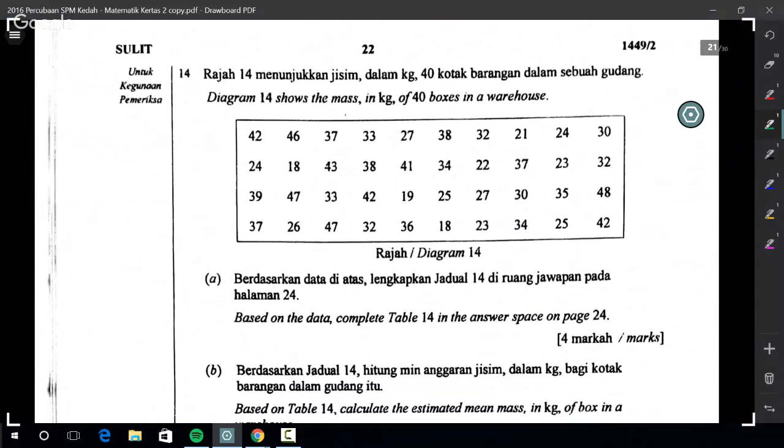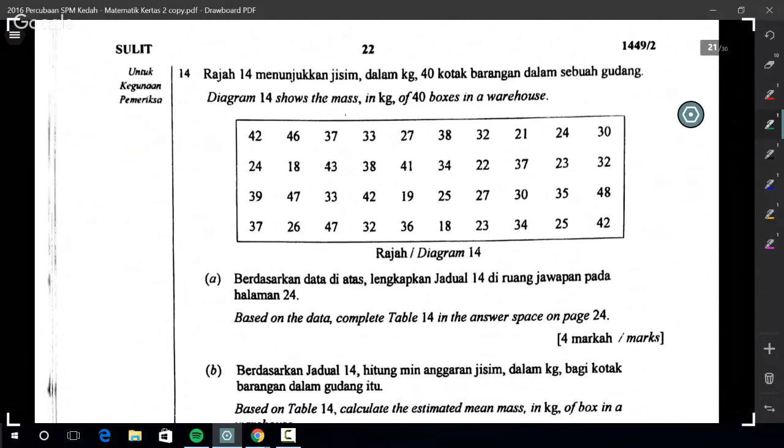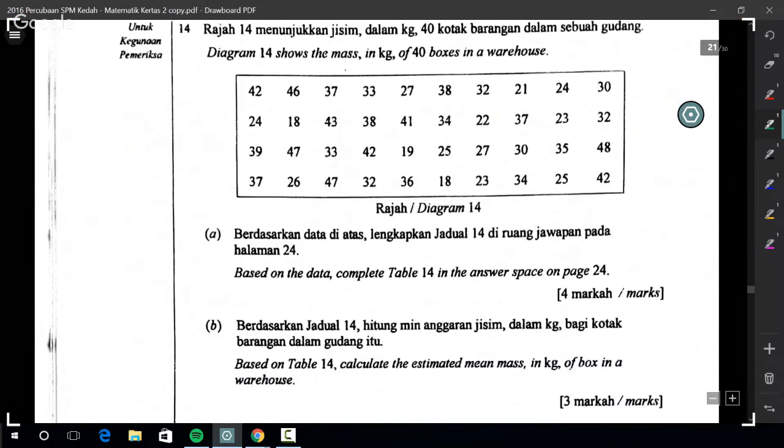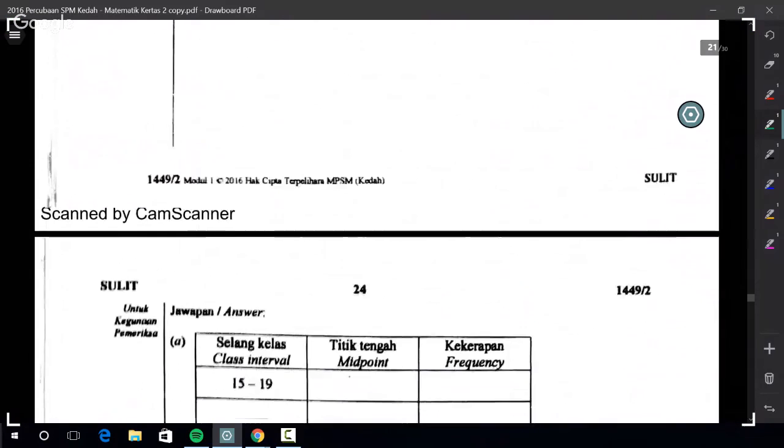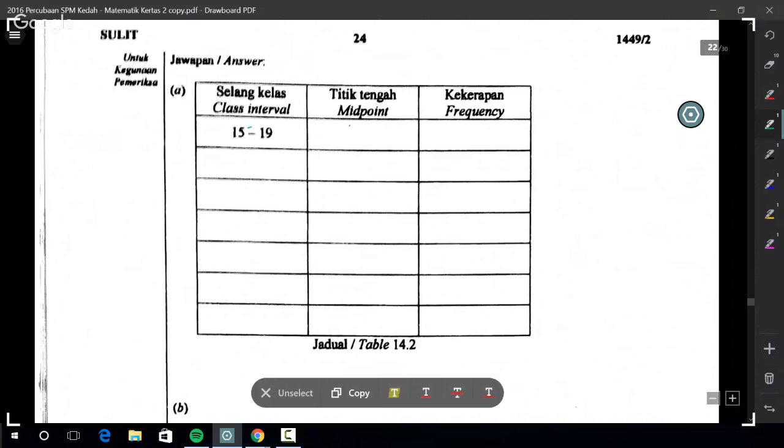Diagram 14 shows the mass in kg of 40 boxes in the warehouse. So this is the mass of the 40 boxes. Based on the data, complete Table 14. So we have a table here. I will solve this table first.